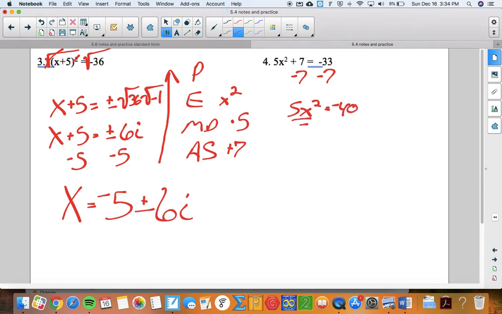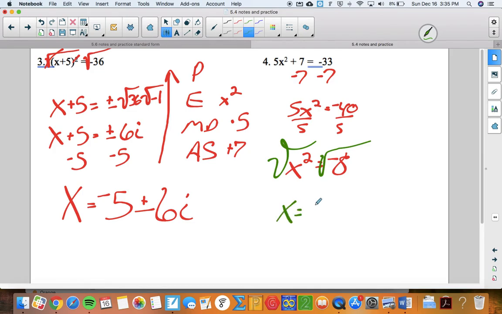We'll divide by 5 to undo multiplying by 5. So we get x squared equals negative 8. And then last but not least, undo squaring by square root. We do one side, do the other. So x equals, because we square rooted, plus or minus. I'm going to break this into the square root of 8 times the square root of negative 1.